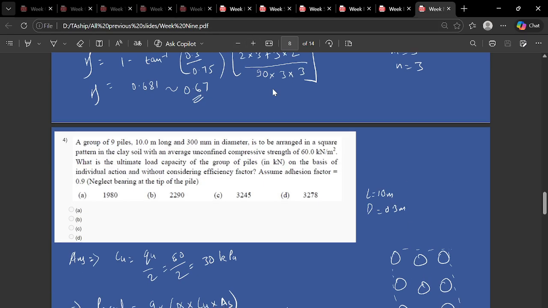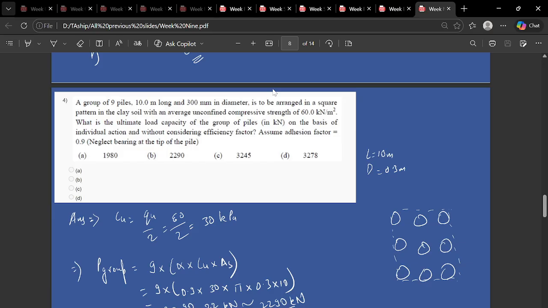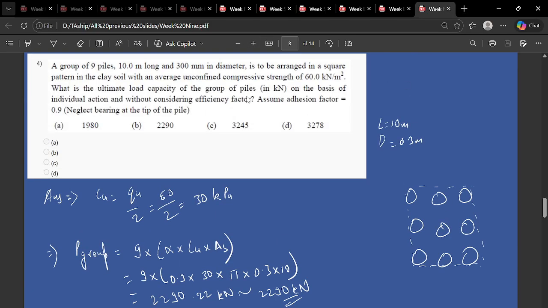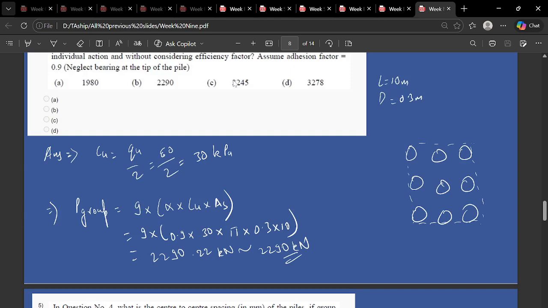So coming to next, you are having a group of 9 piles which is 10-meter long, 300 in diameter, and it is arranged in a square pattern in the clay soil with an average unconfined compressive strength of 60 kPa. What is the ultimate load capacity of the group piles on the basis of the individual action and without considering the efficiency factor? So assume adhesion factor is 0.9. So pile group is basically calculated using the frictional capacity of the pile.